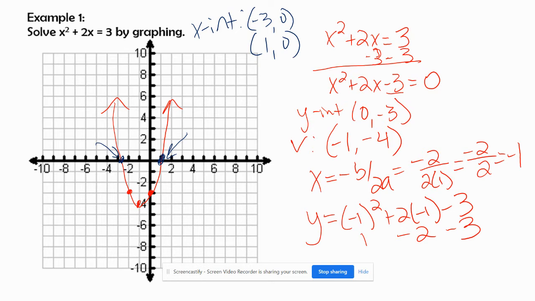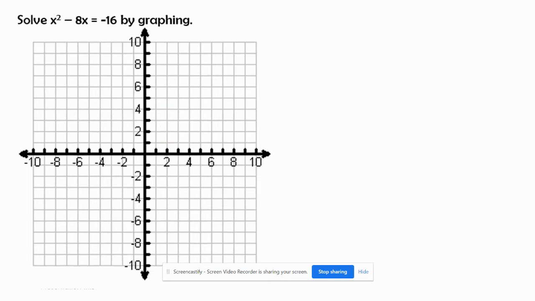X-intercepts are our roots or our solutions to this quadratic function. And again, we're estimating because we're not 100% sure. We're sketching a graph. So graphing, unless you're doing it in a calculator and you get exact answers in there, it's probably not going to be the best way to go about doing this, but it's a way for us to get started. Let's try this next one.